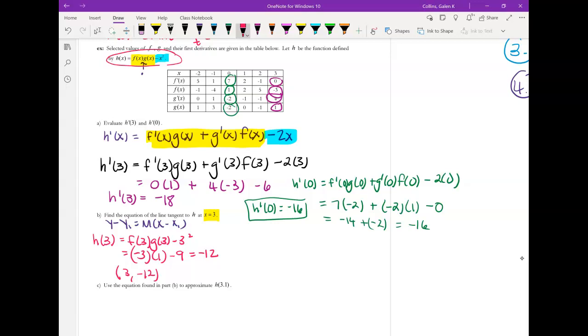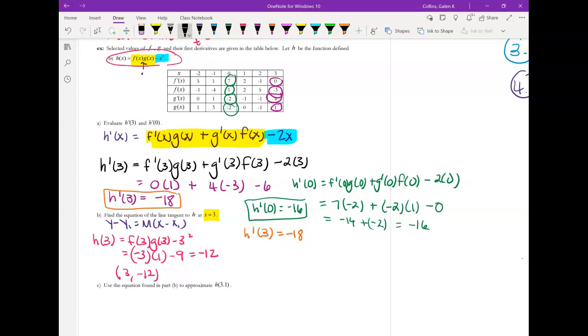So the other thing we need is the slope. And remember, the slope of our tangent line, aka the instantaneous rate of change of h at x equals 3, is our derivative. So h prime of 3 is the slope of our tangent line. So in part A, where I already found h prime of 3, we said that is negative 18. We don't need to do that again if we already know that.